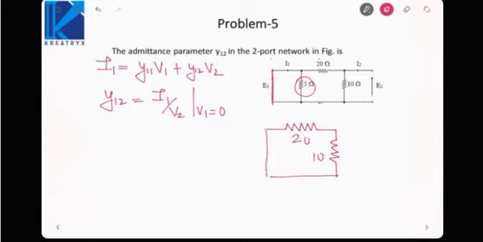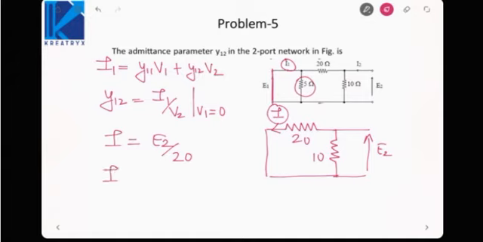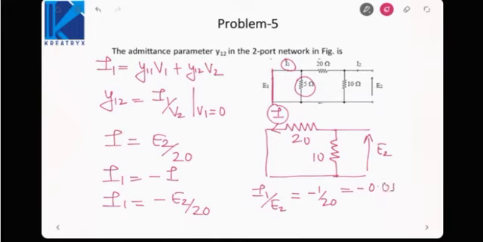(20), 10, and here we have E2. So what is the current going here? Let me call it I. I is equal to E2 by 20. But as you can see, I1 and this I are in opposite direction. So I can say I1 equals minus I, that is I1 equals minus E2 by 20. Then what is I1 by E2? Minus 1 by 20, or we can say minus 0.05 mho or 0.05 Siemens.